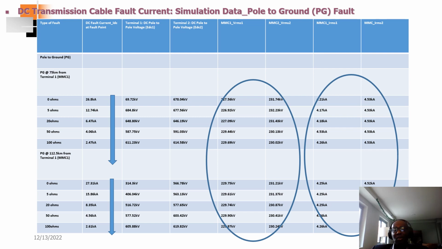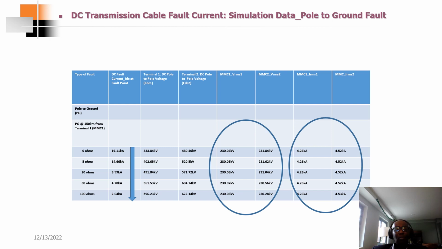These are all the data that were acquired, and that shows you decreasing fault currents with increasing fault resistance and distance. Then this shows a pole to ground fault at 150 kilometers, and that is quite close to MMC1.